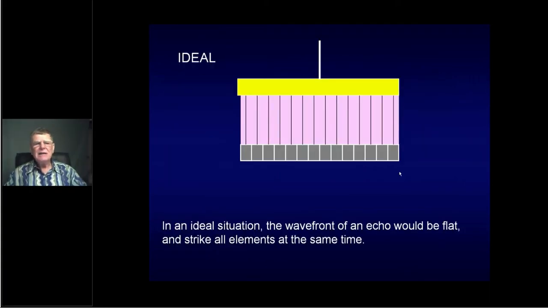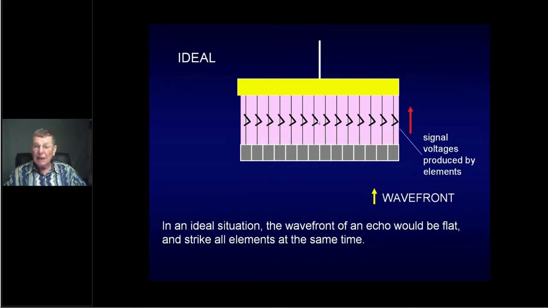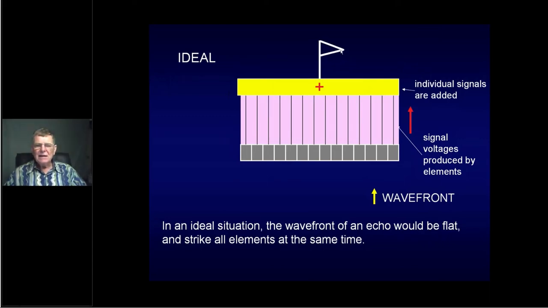In this ideal situation that I'm representing, the wavefront in an echo would be flat. This is ideal, it doesn't occur. The wavefront would come back up, hit all the elements at the same time. All the little electrical signals would come up at the same time. They would then move up into the addition circuit, and they'll be added together and you'll get a nice big single voltage coming back up.